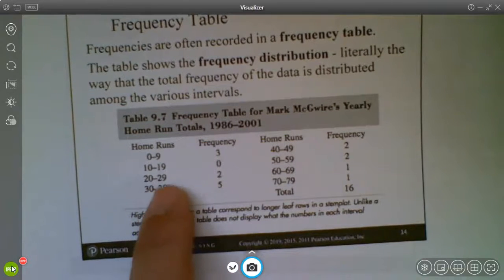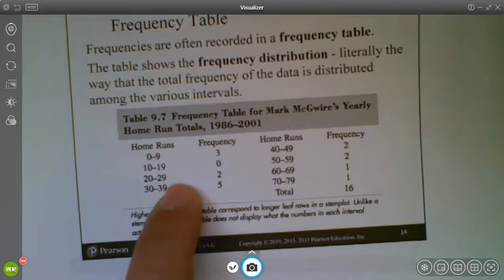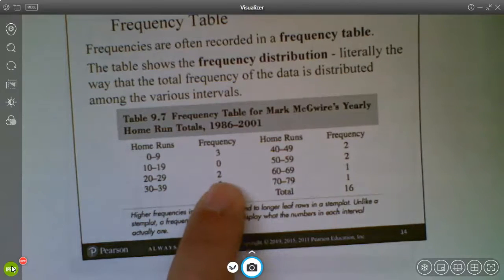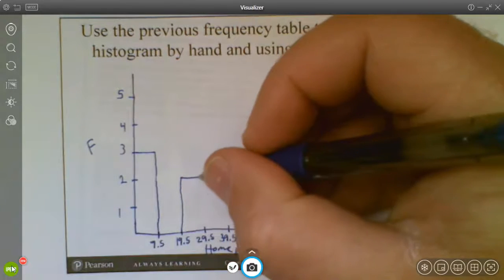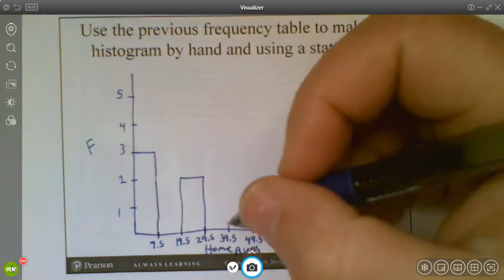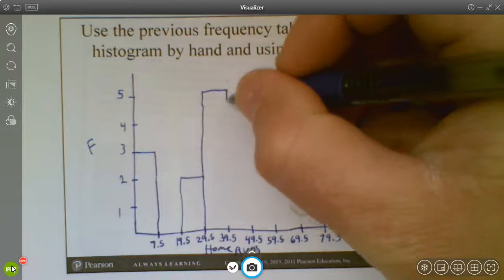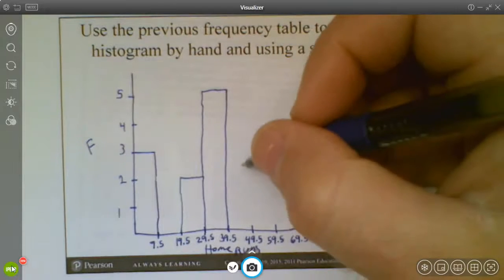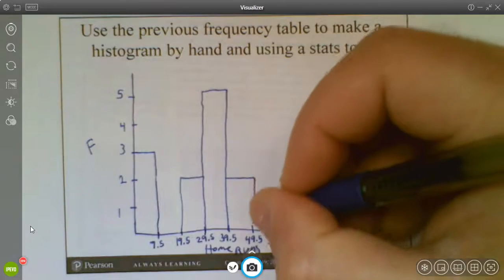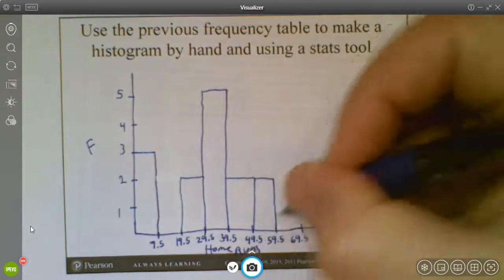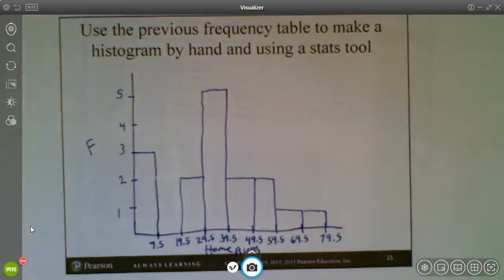So then for the next one, if that one ended at 19.5, this one begins at 19.5 and goes to 29.5 with a total of 2. So from 19.5 to 29.5, as high as 2. Next guy goes as high as 5. Then we had 2, 2, 1, 1. And there we go. So there's our histogram.